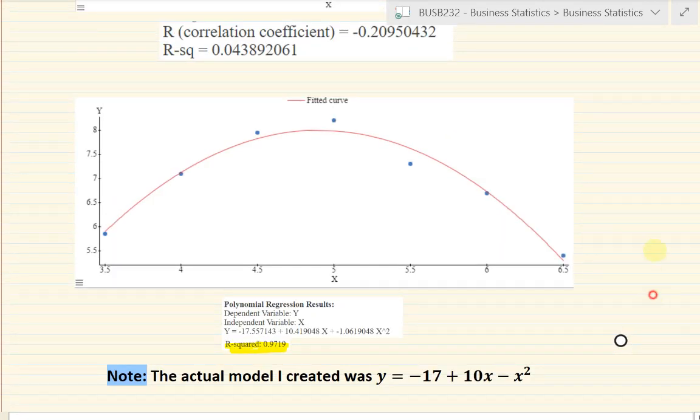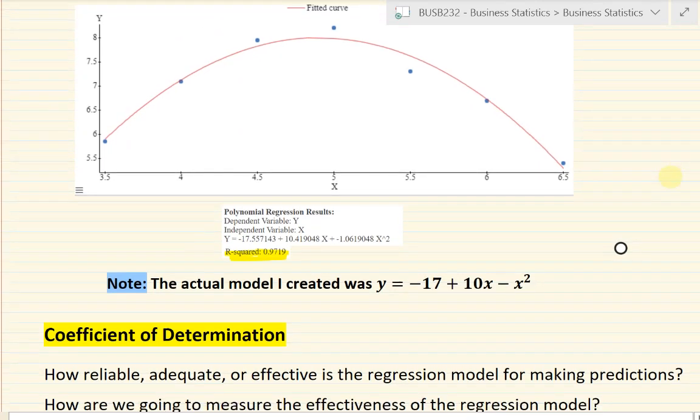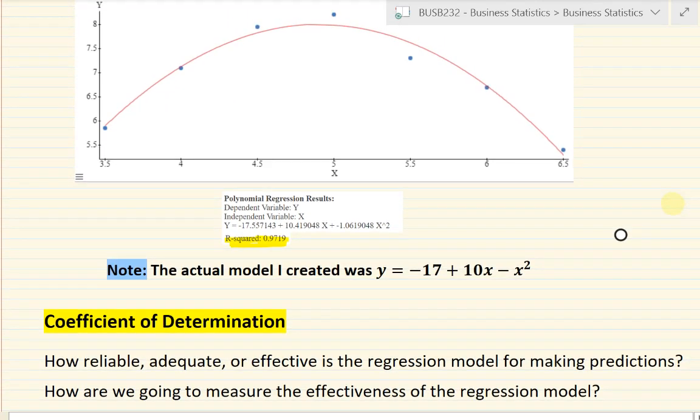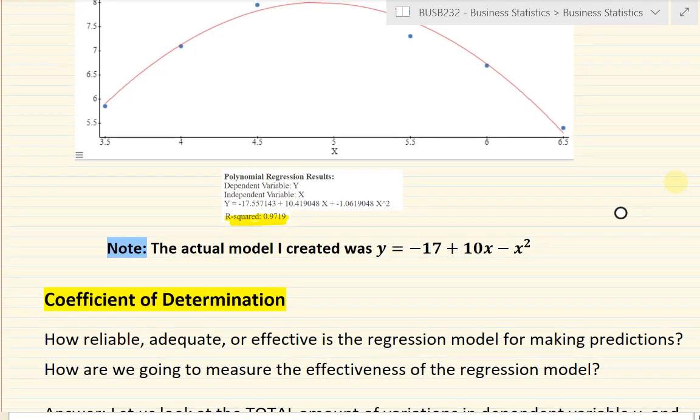Okay, now let's move on to coefficient of determination. Here are a couple of questions I have. Question 1: How reliable, adequate, or effective is the regression line or regression model in general for making predictions? Is this line any good? And question 2: how are we going to measure the effectiveness of a regression model? Based on what metrics?